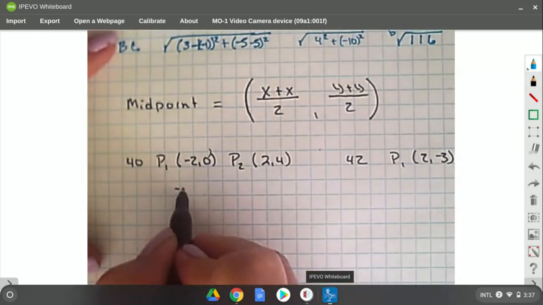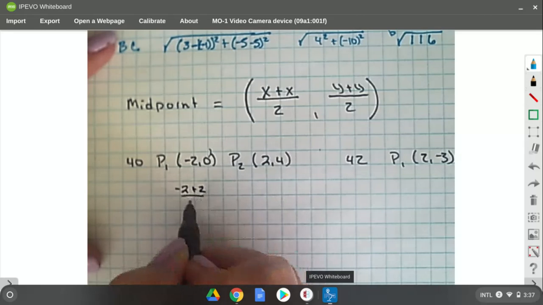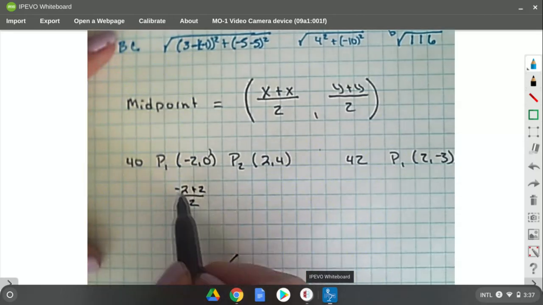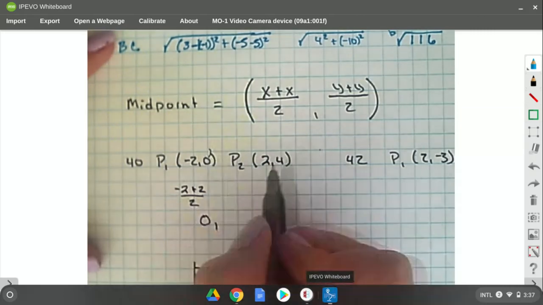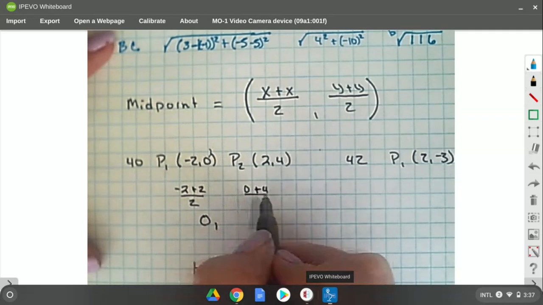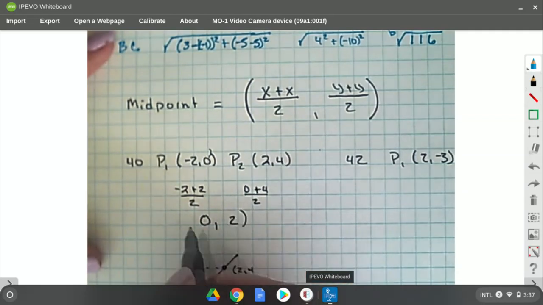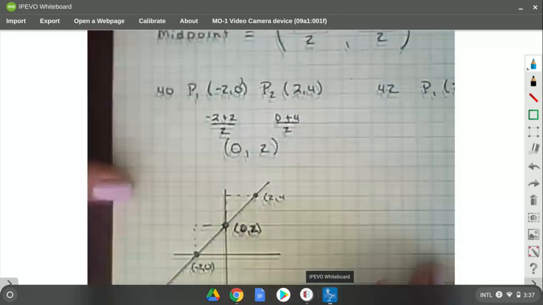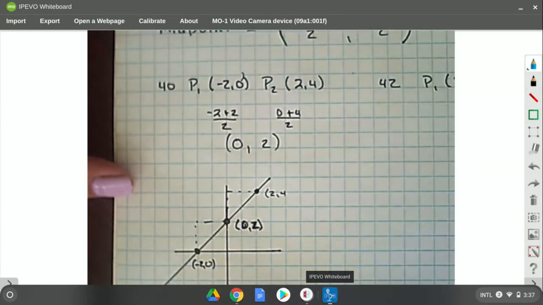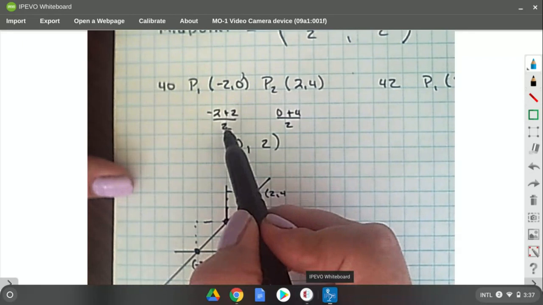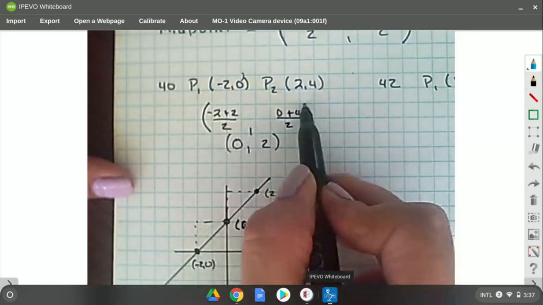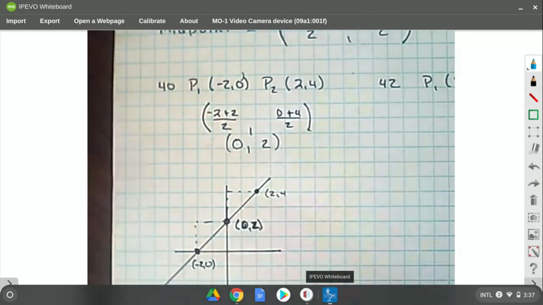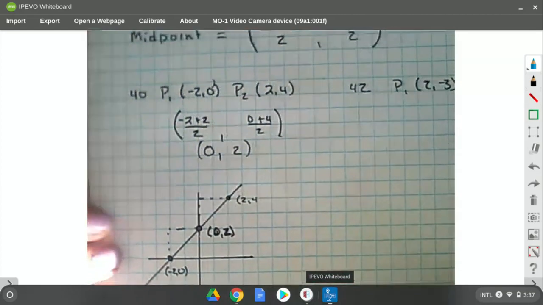So my x plus x, negative 2 plus 2, divided by 2. Negative 2 plus 2 is 0, divided by 2 is 0, right? And y plus y is 0 plus 4 divided by 2, and there's my 2. And there's my coordinate 0, 2, right? X plus x divided by 2, y plus y divided by 2. Remember, it is a midpoint, so it is a coordinate point, x and y.